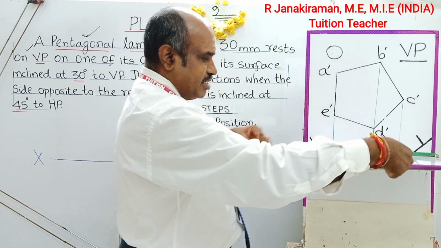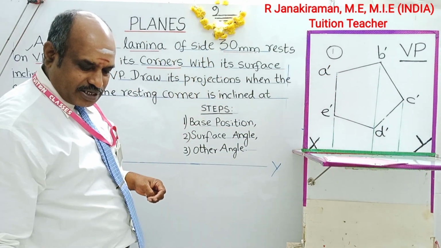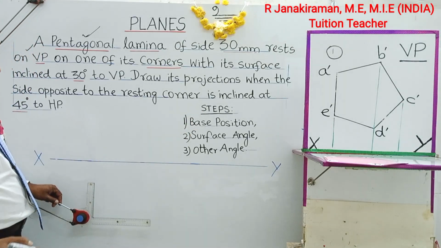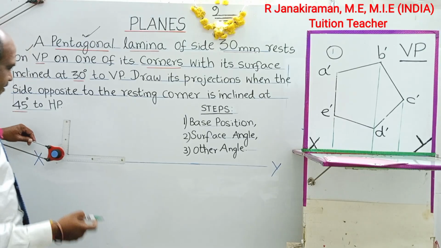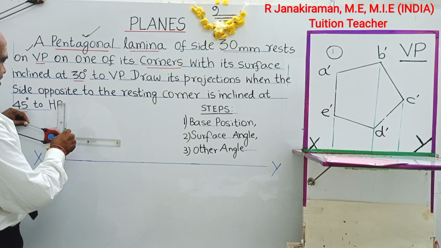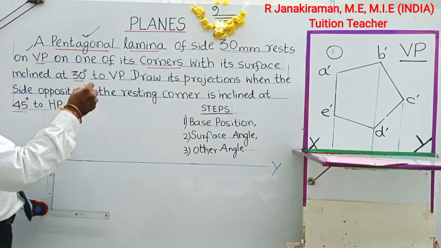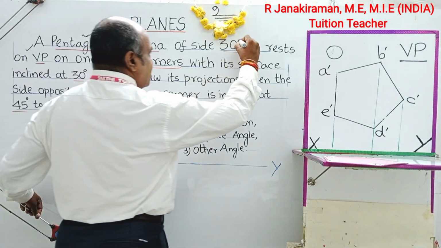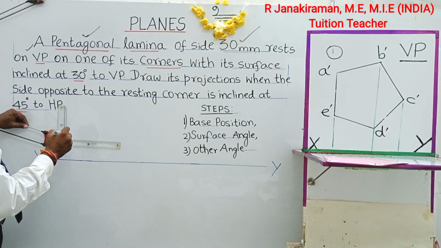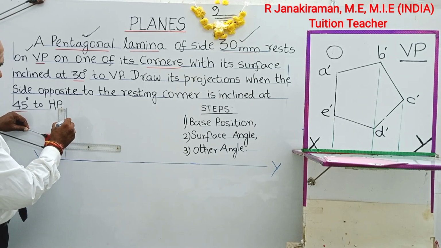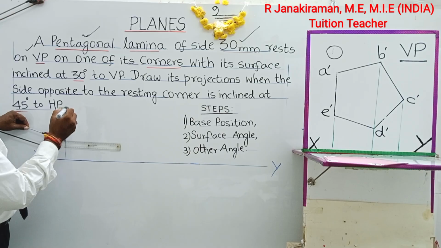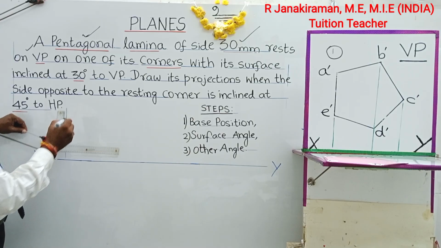So let me draw this diagram on the marker board or on the sheet using the drafter scale. First you draw a horizontal line called the XY line. It's a reference line. Perpendicular to the XY line, above the XY line, draw one vertical line using a 2H pencil like this. The side of the pentagon is given as 30 mm. 30 mm means 3 centimeter. So above the XY line, on this vertical line, you mark one side as 30 mm, 3 centimeter. A line is drawn.